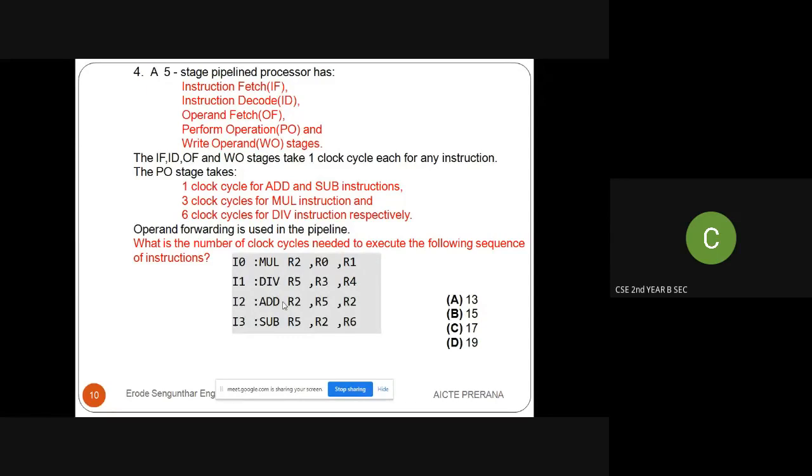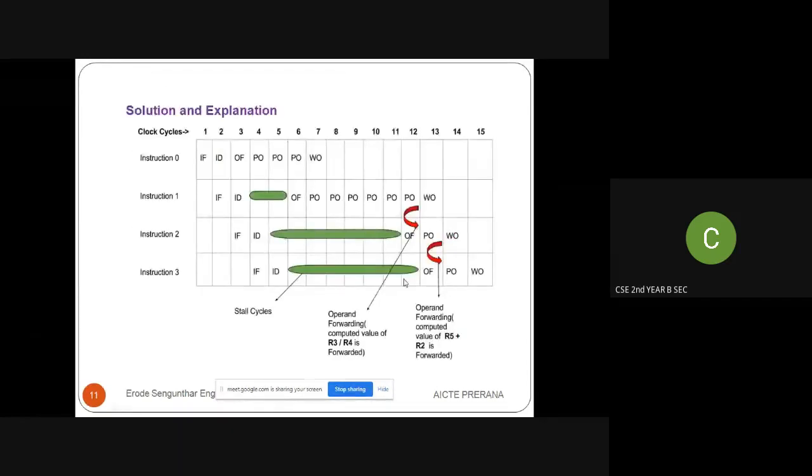So here it goes. The diagram itself explains very clearly. The topmost portion indicates the clock cycles 1, 2, 3, 4, up to 15. So we are having 15 clock cycles.